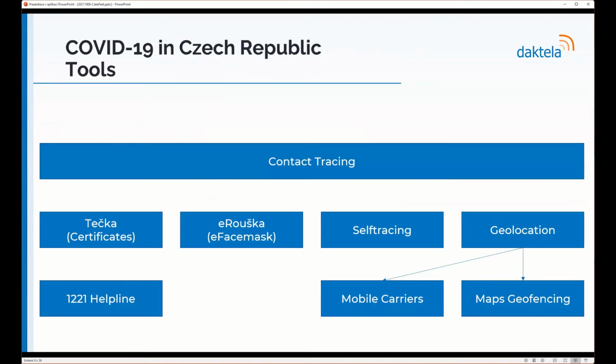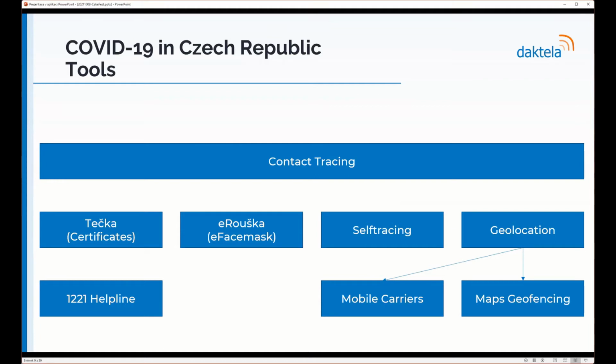So the landscape of the tools that we've implemented in the Czech Republic is quite advanced. I'd say not all of these tools are developed by us. These are just part of the COVID-19 CZ activity, but just to summarize them, we have the certificates validating application. We have the Android and iOS contact tracing application, which we call the e-face mask in the Czech Republic, eRouška, which uses Bluetooth technology to identify risk contacts that are near an infected patient. We have the central information line 1221, which you can call for free to get all information, which is also handled by Daktela, but not as part of the contact tracing application.